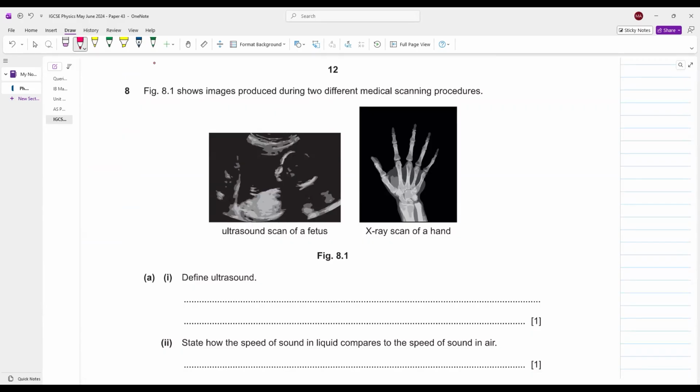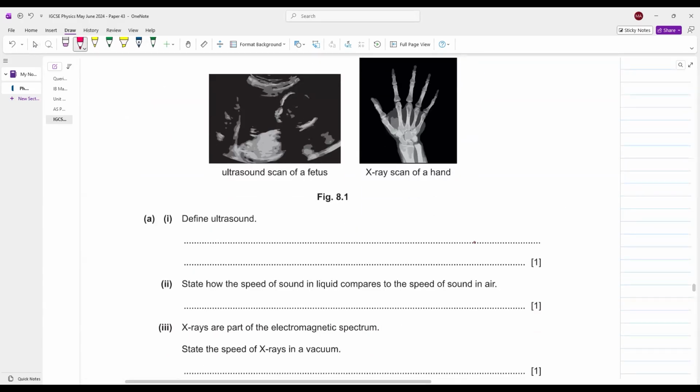Figure 8.1 shows images produced using two different medical scanning procedures. अच्छा ये अल्ट्रासाउंड से एक इमेज प्रोड्यूस हुई है, ये एक्सरे से प्रोड्यूस हुई है. डिफाइन अल्ट्रासाउंड. Sound waves, yeah, frequencies of sound greater than 20 kilohertz is known as ultrasound. Okay. Sound with a frequency greater than 20 kilohertz.